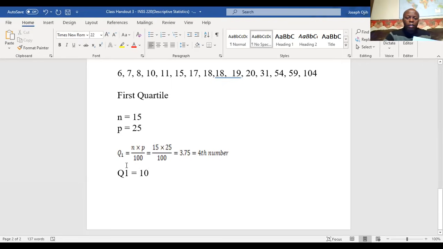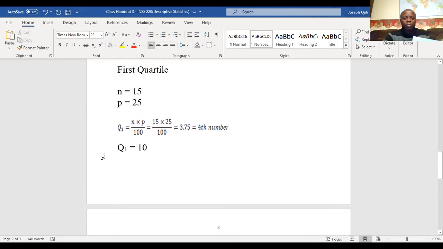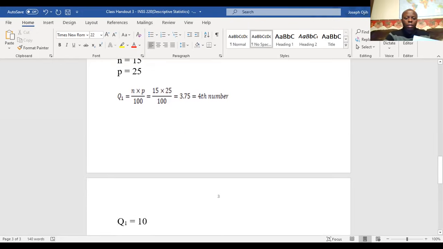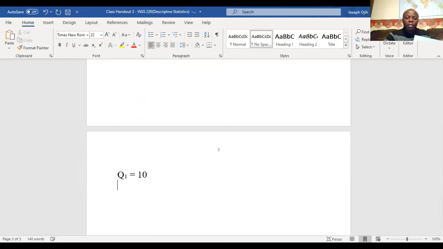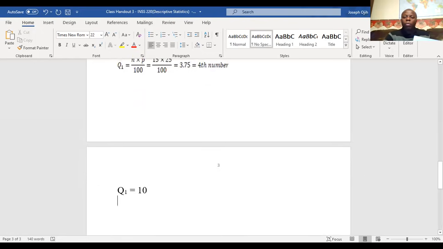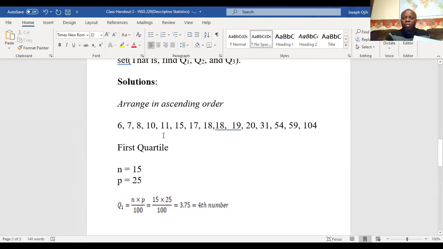See? Now, my students ask me, okay, we get the answer. What does that answer mean? Okay, so our answer here is that the first quartile is 10. Remember, the first quartile is the first 25%. So it means that approximately 25% or less of these countries have 10 nuclear power plants.